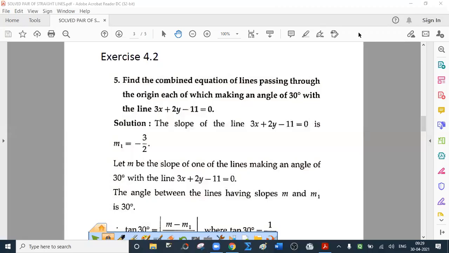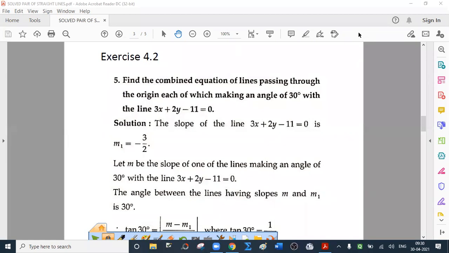Now this is an important sum. Fifth one. Find the combined equation of lines passing through the origin, each of which making an angle of 30 degrees with the line 3x plus 2y minus 11 equal to 0. Solution. Now what is the slope of 3x plus 2y minus 11 equal to 0? It is minus 3 by 2.